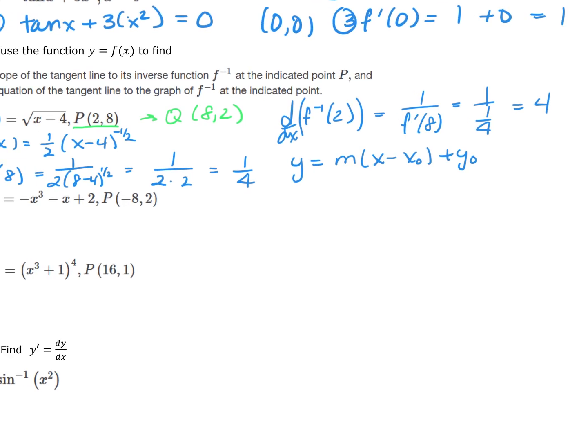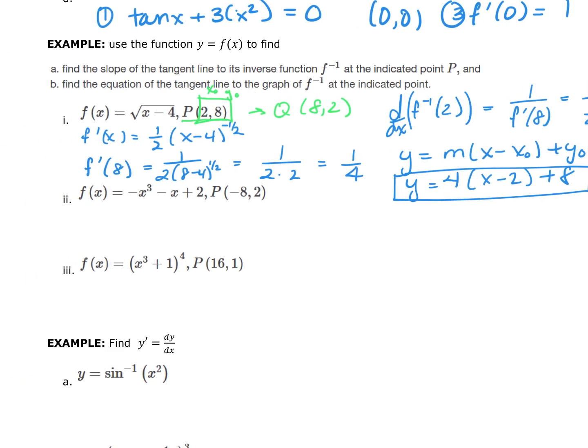Because we're looking for the equation of the tangent of the inverse function, we're going to use these points as my x naught and my y naught. So y equals 4, that's the slope of my tangent of the inverse at the point 2, 8, the point being on the inverse, times x minus 2 plus 8. And that is my final answer.